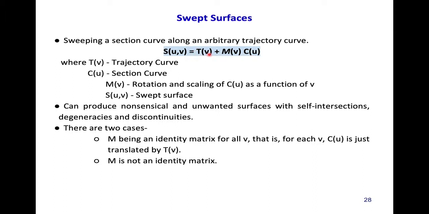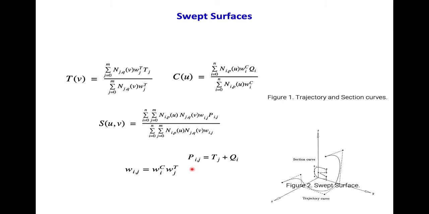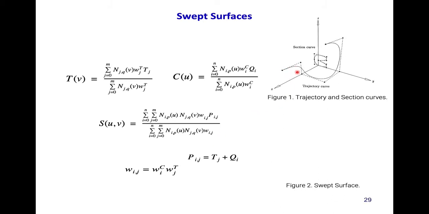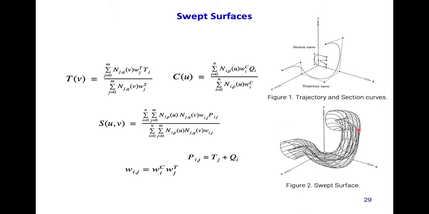Now, as the trajectory curve can be arbitrary, there can be some irregularities like self intersections, discontinuities, wiggles, etc. To overcome this problem, we can consider two cases. That is, we can consider M of v as an identity matrix, or we do not consider M as an identity matrix and come up with another solution. Let us look at the example first. What is a trajectory curve? It looks something like this. It is arbitrary. We don't know what it is. And this is a section curve which must be taken care of. When we sweep the section curve along this trajectory curve, the swept surface formed will be something like this.